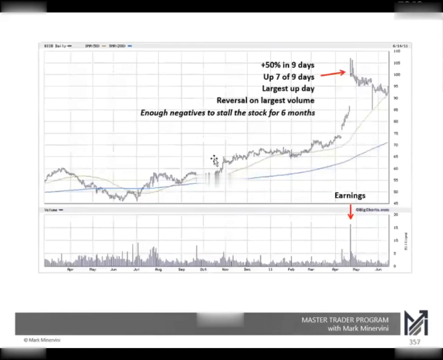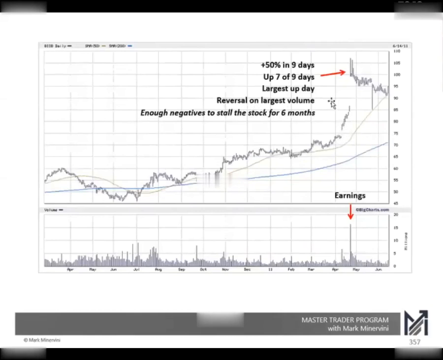Here's another, this was Biogen. And again, this did not top the stock out permanently, but it stalled it out for 6 months. A lot of times this will happen on earnings too. You can get where it accelerates, and on earnings, it'll be a good earnings report and the stock will go up. But the stock has already discounted it. It's already made a big move. It's already accelerated. And now they sell the news.